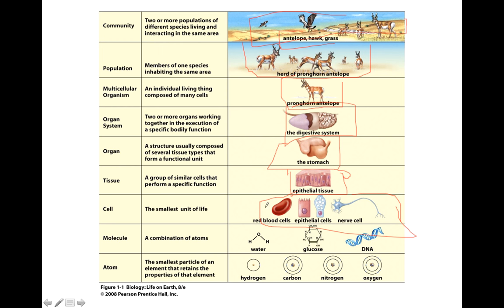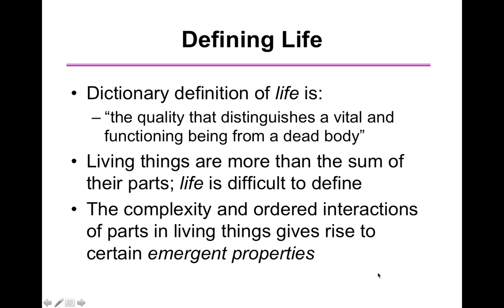And before the cell, they become a molecule, okay, which contains water, glucose, DNA. A molecule is a combination of atoms, okay? And like I was saying, to get into the molecule, we will have atoms before it. So an atom is kind of an element, okay? The smallest particle of an element that retains the properties of the element. Hydrogen, carbon, nitrogen, oxygen, okay?